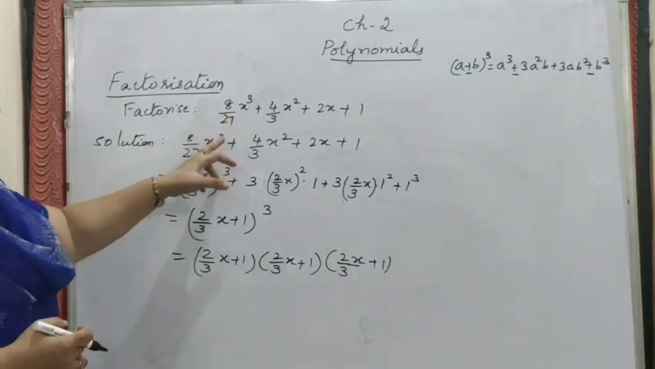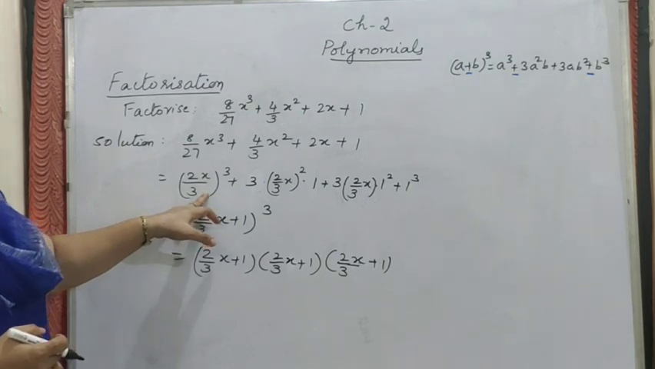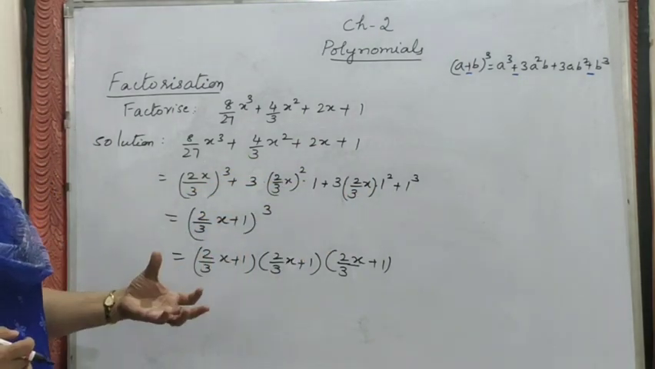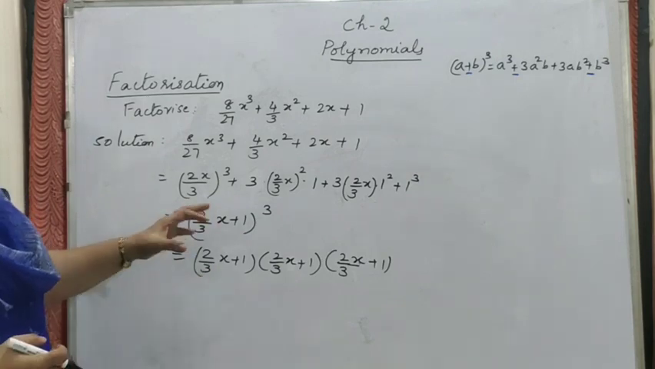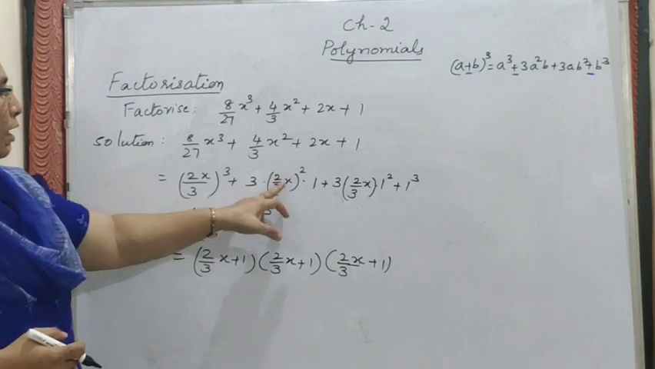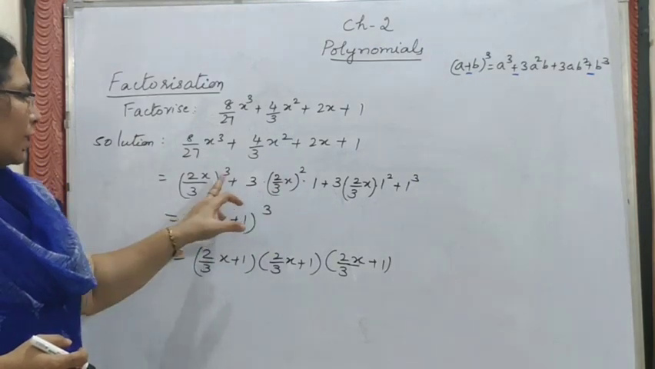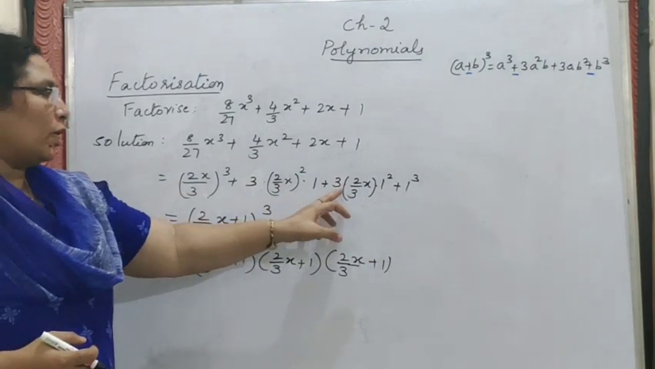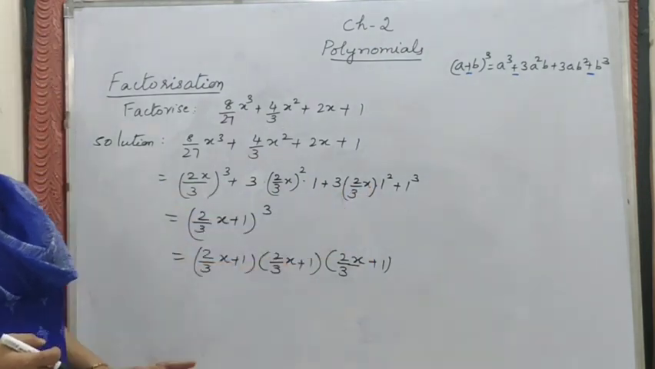So 8 by 27 x cube can be written as 2 by 3 x whole cube. 1 means it is 1 cube. Some children will get the doubt about how to proceed when 1 comes, so that is why I selected this question. 2 by 3 x whole cube plus 3 into 2 by 3 x whole square into 1, plus 3 into 2 by 3x into 1 square plus 1 cube.